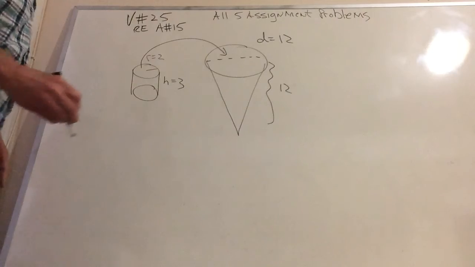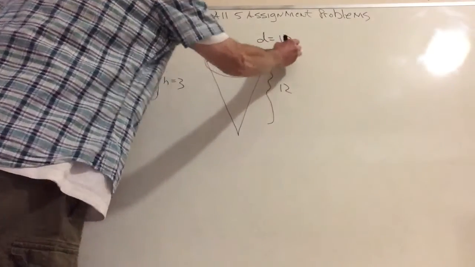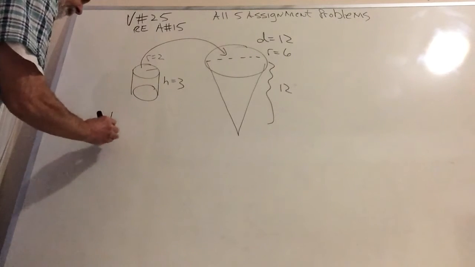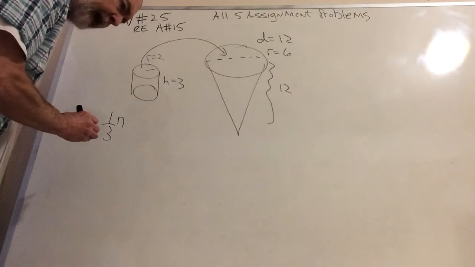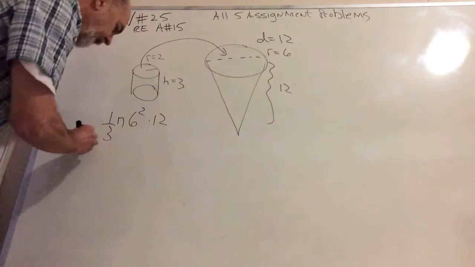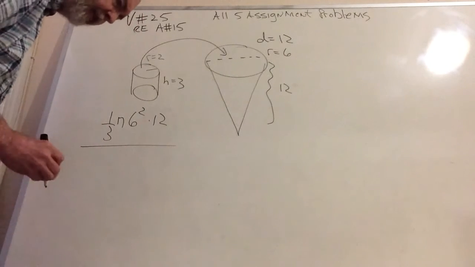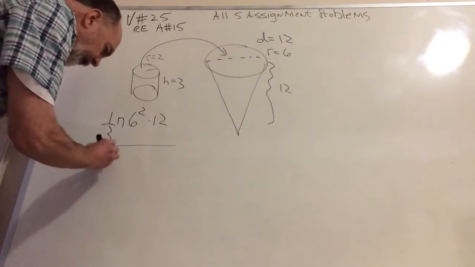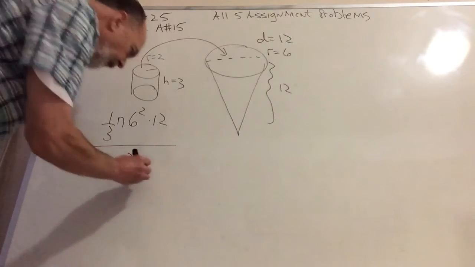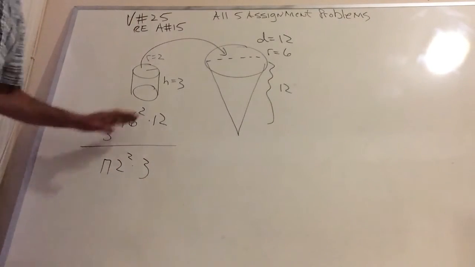So we do the math on the top. You got to remember that R equals 6. Failure to do that, and you come up with double the answer. And right away, we put the cone on the top, and the cone is 1/3 pi, 6 squared times 12, divided by the can, the smaller volume, which is pi, nice little easy number, 2 squared times 3.